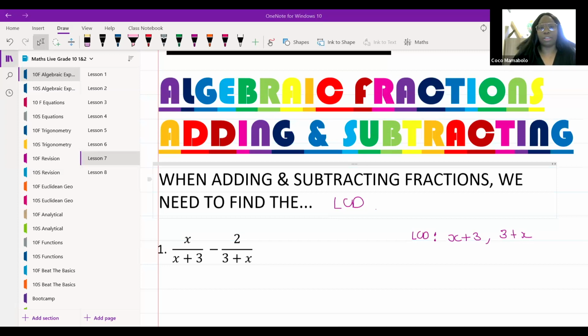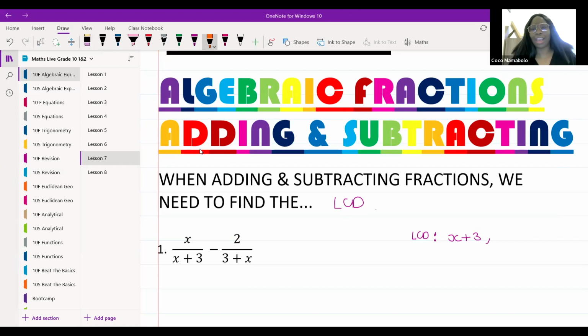I think we used x plus 3 because it's also the same as 3 plus x because they are both positive. Beautiful. And you said it so well. Yes, x plus 3 and 3 plus x are exactly the same thing. Well done. Yes, 100%. If I said to you guys that I've got 2 plus 3, 2 plus 3 is exactly the same as 3 plus 2.